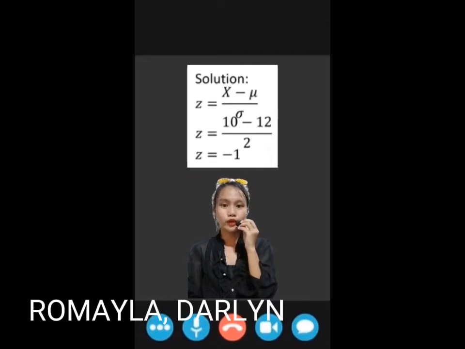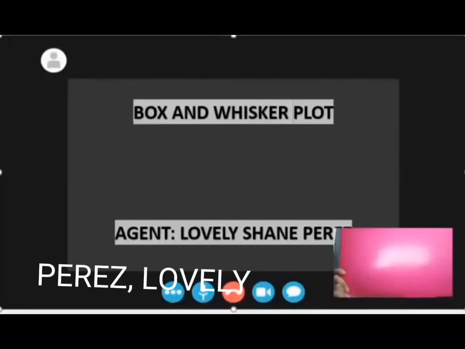By substitution, we have z is equal to 10, the given score, the value for x. The population mean is 12 and the standard deviation is 2. And then by simplifying, we have 10 minus 12, which results in negative 2. Negative 2 divided by 2 is equal to negative 1. So the z-value is negative 1. That means the given score of 10 is 1 standard deviation below the mean.